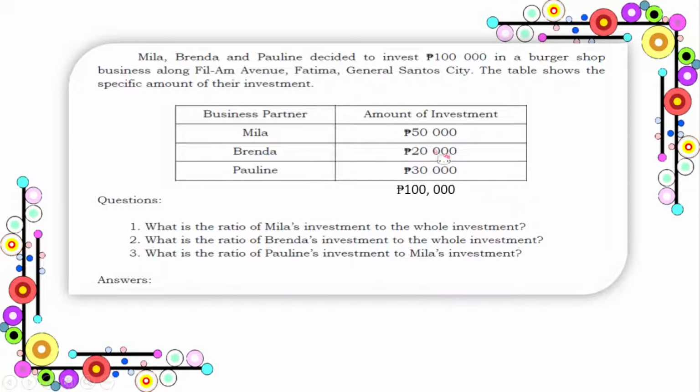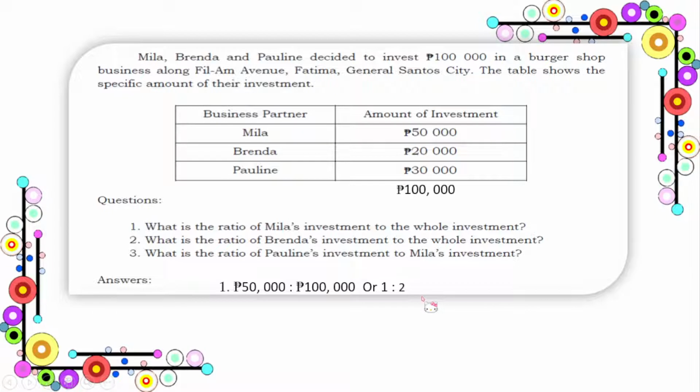Okay? So let's proceed to the number 1 question. It says here, what is the ratio of Mila's investment to the whole investment? So Mila's investment is 50,000 and the whole investment is 100,000. So the ratio of Mila's investment to the whole investment is 50,000 to 100,000, and simplify it, so we have 1:2 because we divide both by 50,000.